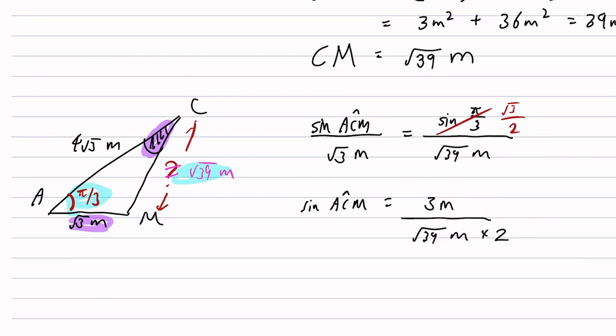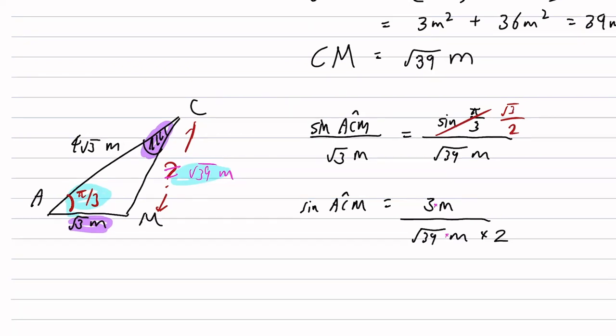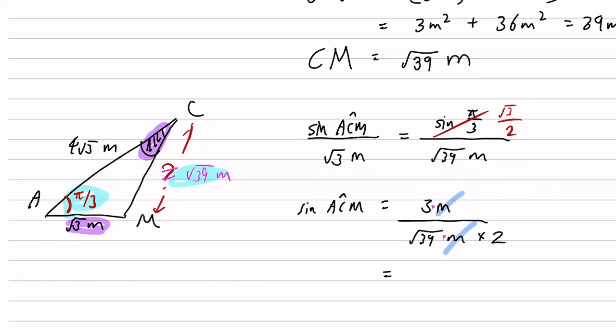Anything to cancel? Can the m be cancelled? Can. The only time you cannot cancel is when it's a single term or when it's 0. Here, m we can assume it's positive. So this is 3 times m. This is square root 39 times m times 2. So m is a common factor, right? So we can cancel away the factor. Yes, we can. So we are left with 3 over 2 root 39.